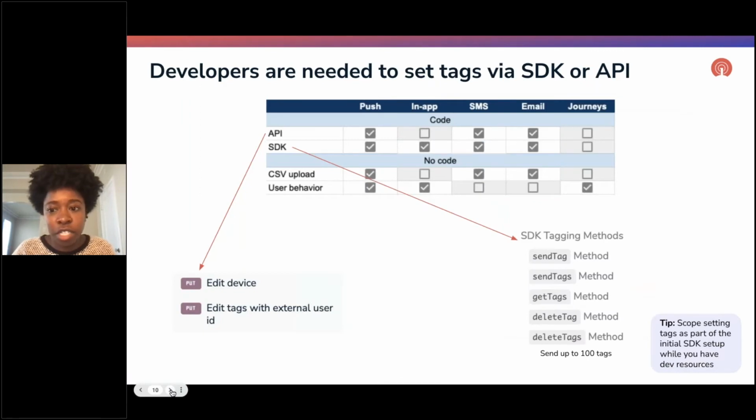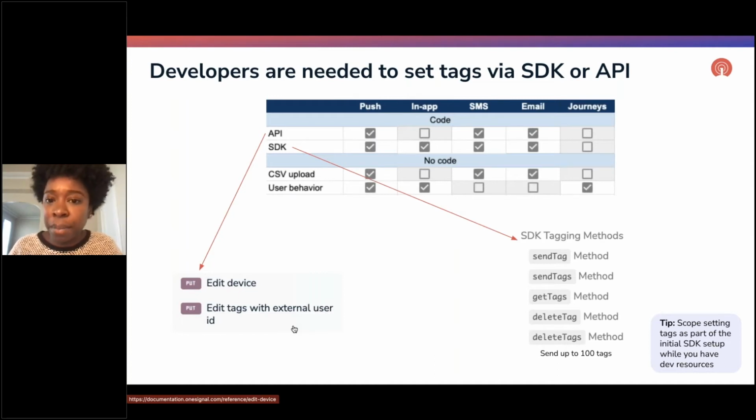So again, just to be clear about ways that you can add data tags to OneSignal, if you think about using the SDK or the API to set your data tags, a developer would be needed to add the data tags this way. So again, we do recommend adding data tags via the SDK if you can. You'll just want to think about reaching out to your engineering or development team to help you add data tags in this way. This chart is nice because we break down that you can add data tags for whatever type of channel you are using for messaging, whether that's push, in-app messaging, SMS, email, or using our journeys feature as well.